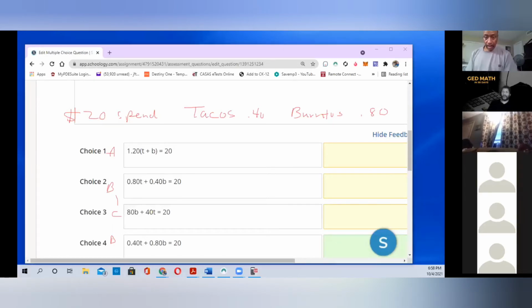Now, we all have children who love tacos, right? Well, I know my kids used to love tacos, not anymore, but they used to. And tacos cost 40 cents, right? So if I wanted to know how much 10 tacos cost, I'm just making this number up, how much does 10 tacos cost?